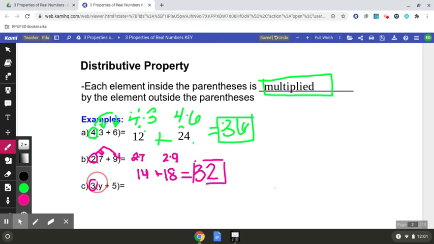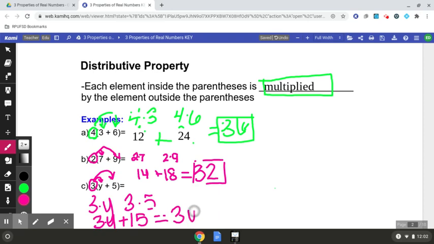If I go look at letter C now, if I'm going to distribute, it would be me taking this 3 and multiplying it by y. So that's 3 times y. And then taking 3 and multiplying it by 5. So 3 times 5. Now when I look at this, 3 times y, I can't really do anything with that. So it remains 3y. 3 times 5 is a positive 15. And now I cannot combine anything. So my final answer just stays exactly the way it's written, 3y plus 15. So that's our distributive property.